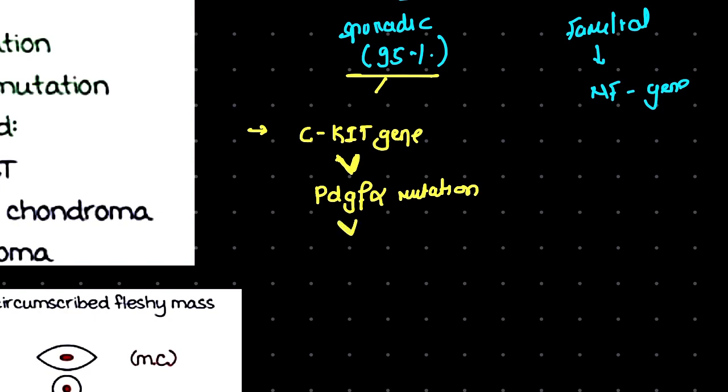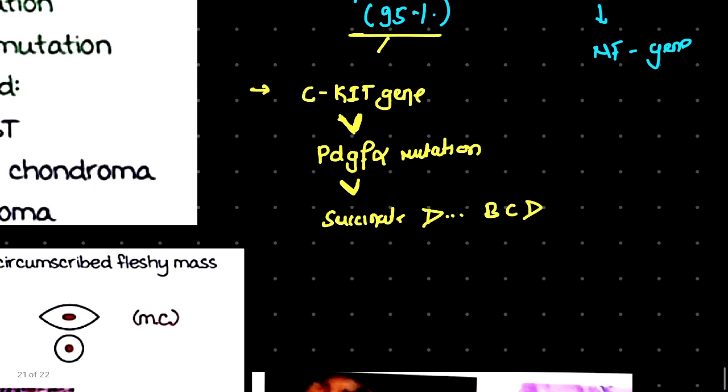Similarly we have succinate dehydrogenase subunit B, C and D subtypes. These are the different several mutations.